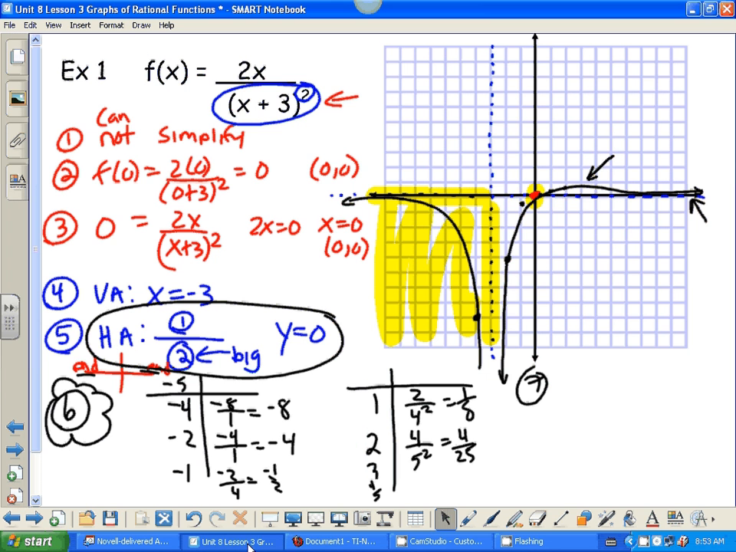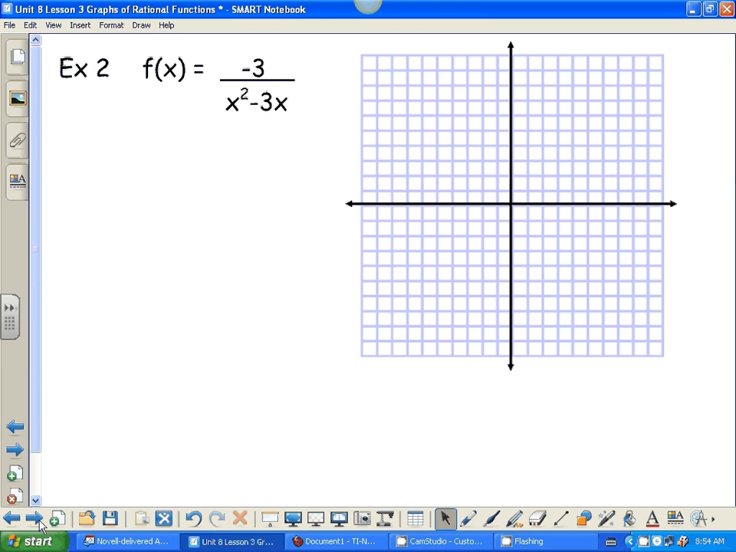But these numbers are so small that it doesn't even really look that significant. All right, let's go to problem 2. We go through the exact same set of steps. First thing we look at is -3 over x squared minus 3x. Is there a way to simplify? No, you cannot simplify this. Now, you could factor the denominator, so it is x times x minus 3, but you don't have a common factor in the numerator and the denominator, so it isn't going to reduce.